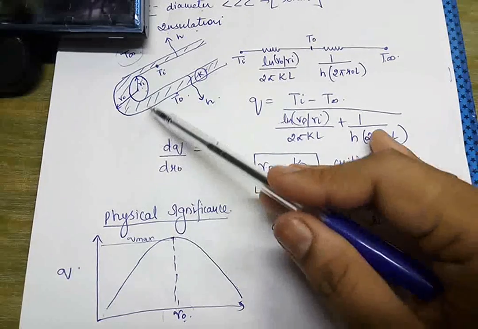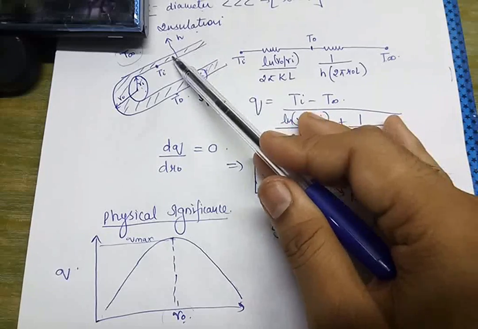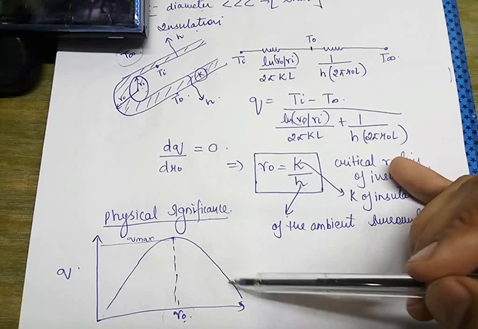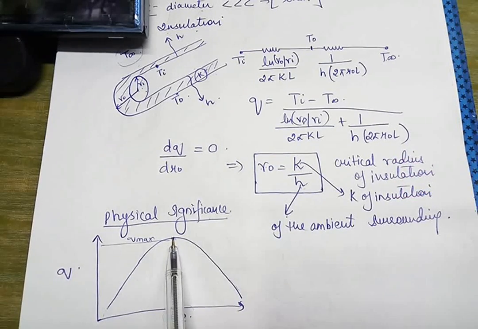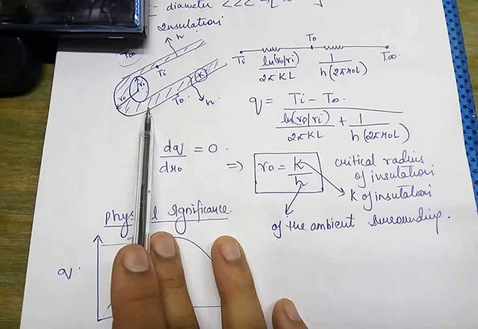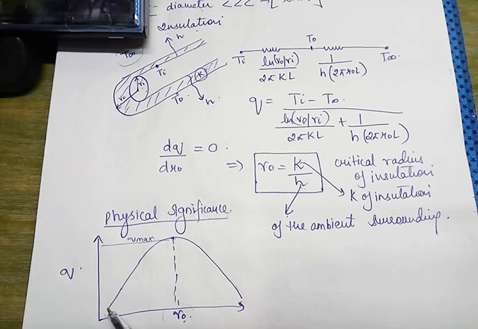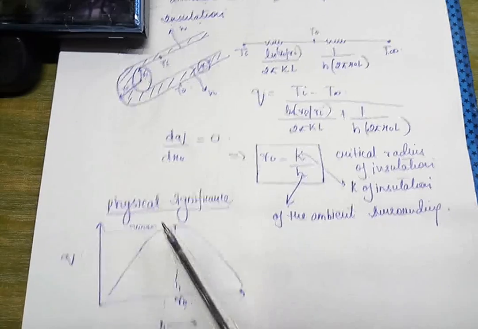Now after reaching the critical radius, if we still keep on adding insulation around this wire, then instead of increasing the heat transfer rate, there will be a decrease in the heat transfer rate. So logically we can say that after this point the heat transfer will definitely decrease and this insulation will be of no physical significance. The actual significance of the critical radius of insulation is up to the R naught point, where the heat transfer is maximized.